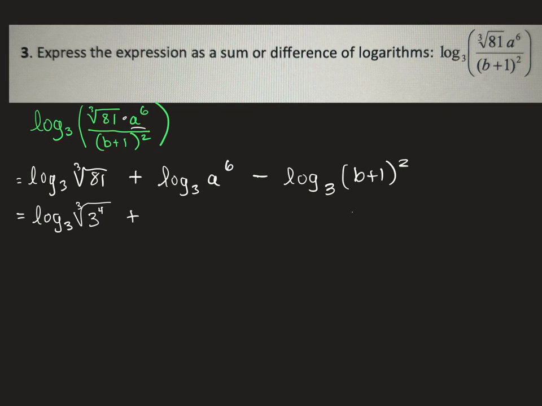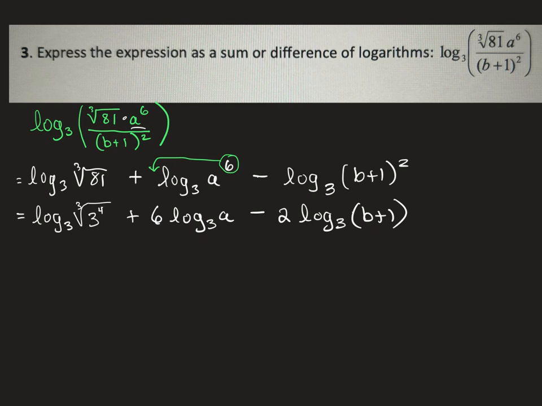Okay, now the second term, we could use another logarithm law that states if you have an exponent on something that is inside the logarithm, that exponent can move down front. So let's do that. Let's change that to 6 log base 3 of a. And we'll do the same thing with the last term. That 2 is going to move down front. So 2 log base 3 of b plus 1.